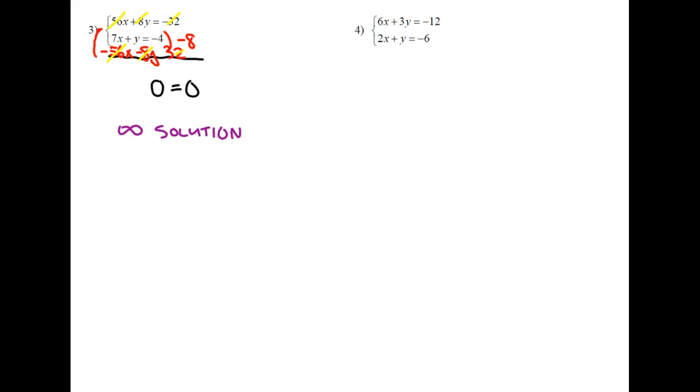It's not all real numbers. A lot of people just think it's all real numbers. No, not any number works. But it's going to have an infinite amount of x and y values that make up solutions to that system.